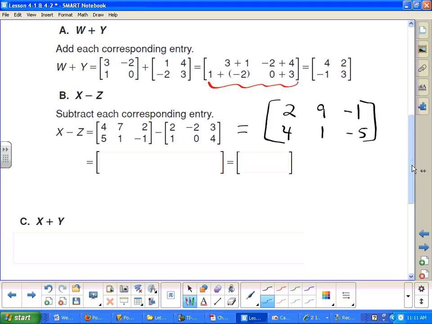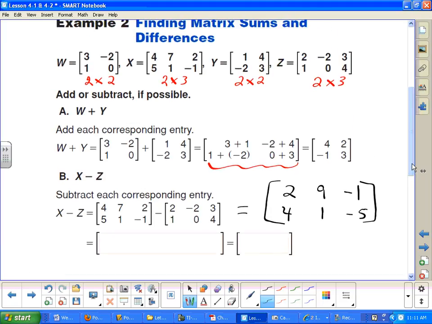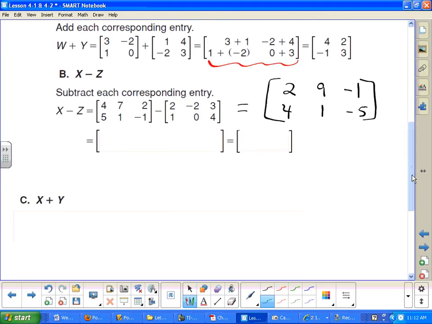Letter C, they want us to add X and Y. X is a 2 by 3. Y is a 2 by 2. Different dimensions. Cannot add them.